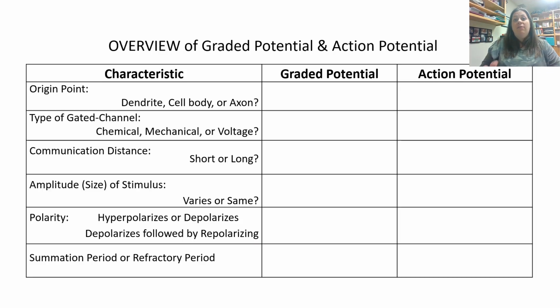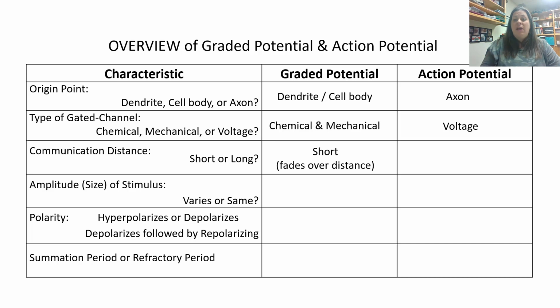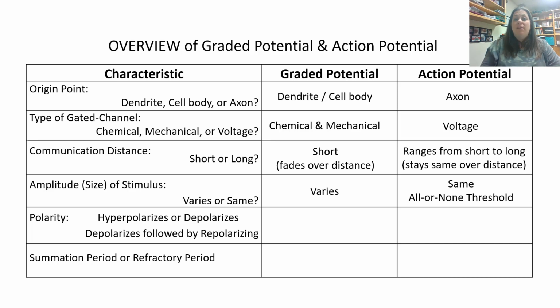All right, so this chart's taking information that we've just covered, and it's putting it into a form where it's all on just this one slide. So when we look at graded potentials, their origin point is going to be the dendrites and the cell bodies, whereas action potentials are going to be found on the axon. The type of gated channels for graded potentials are going to be chemical and mechanical, but they're going to be voltage for action potentials. Communication distance for graded is going to be short, and for action, it's going to range from short to long. For the amplitude size of the stimulus, we see that graded potentials could vary, but action potentials remain the same. Remember, that's an all or nothing type of experience.